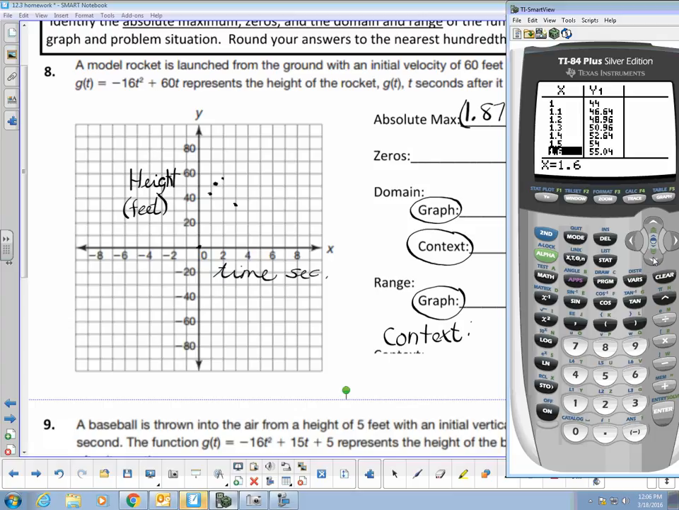Now that was real helpful. At 2.5, I'm at 50 feet. That could be a little bit more helpful. 2.5 is at 50. Let's look at 3.5. 3.5 is at 14 feet. So here's 3.5.